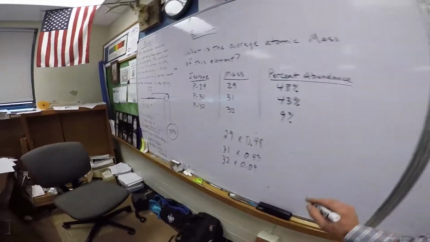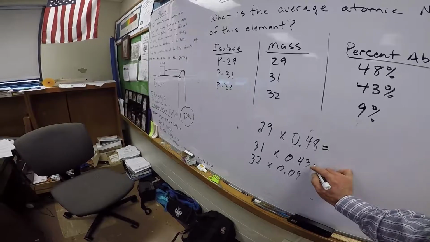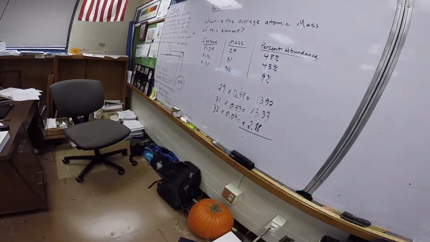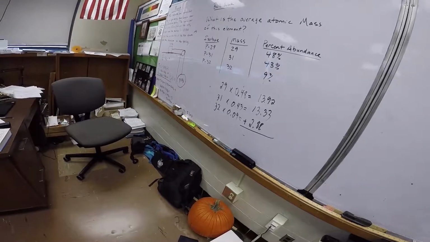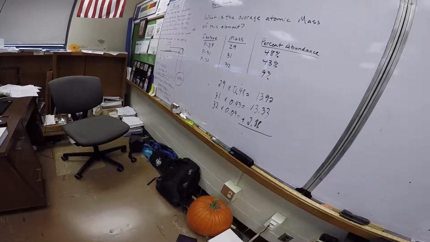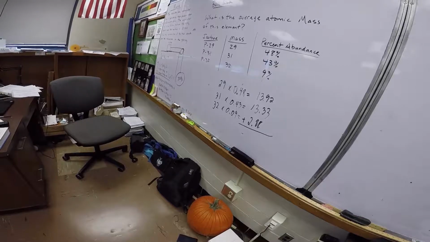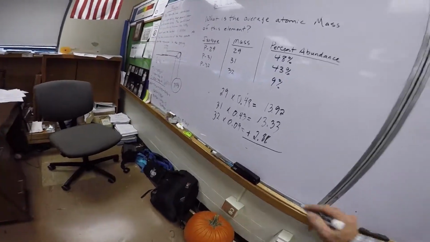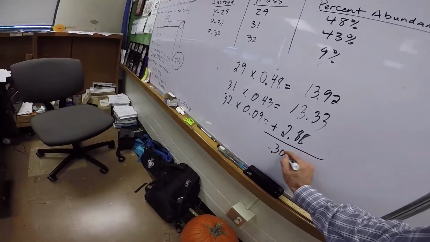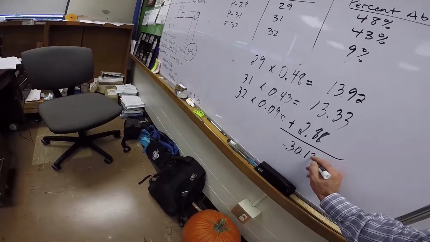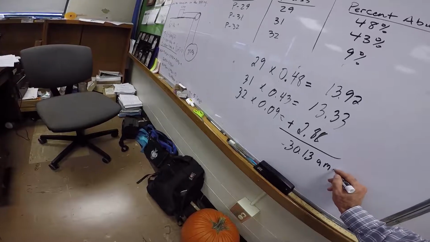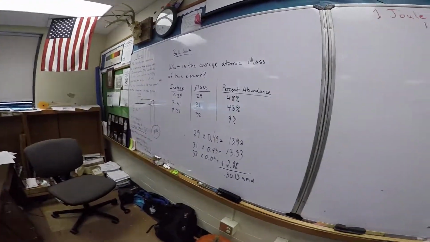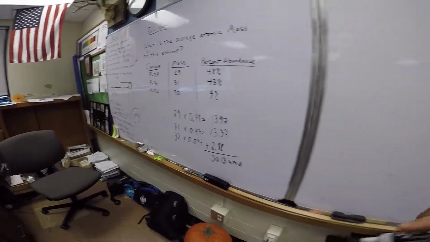Then you're going to do your math here, adding the values together. We get 30.13 AMU. So the atomic mass unit would be 30.13 AMU.